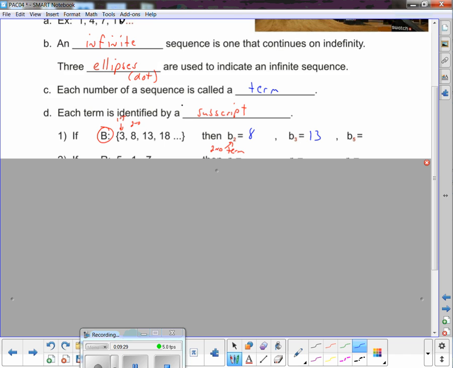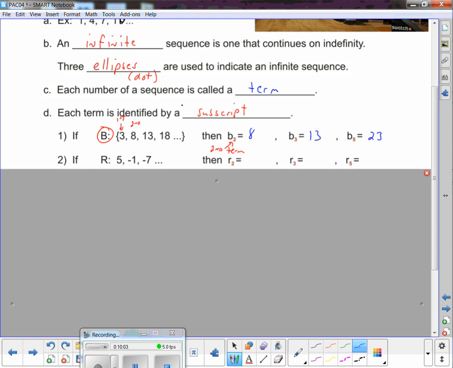So somebody raise your hand and tell me B sub 5. Julia? And hopefully you agree with Julia. Even though it's not shown, we know it's a 23, right? We're following the pattern. 3 plus 5 is 8. 8 plus 5 is 13. 13 plus 5 is 18. 18 plus 5 is 23. The fifth term has to be 23. The sixth term is 28, right? Et cetera. So we're going to use a subscript.